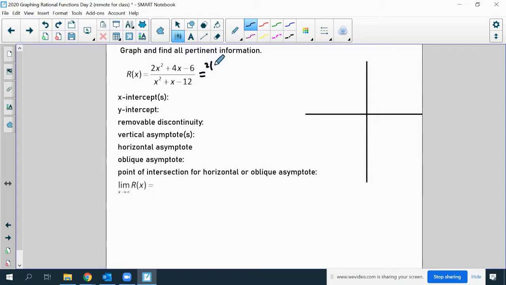So I'll factor out the numerator, the 2. So I have x squared plus 2x minus 3. Then I'll factor the denominator to x plus 4 times x minus 3. Then I'll further factor the numerator to be x plus 3, x minus 1.